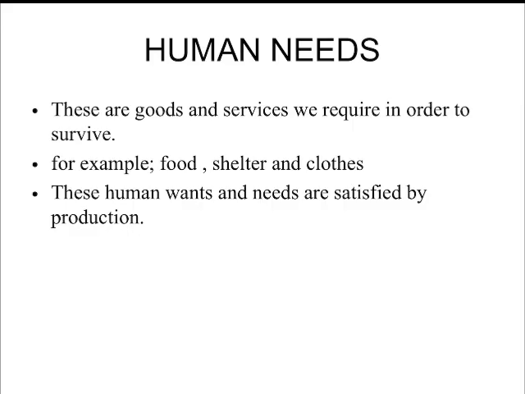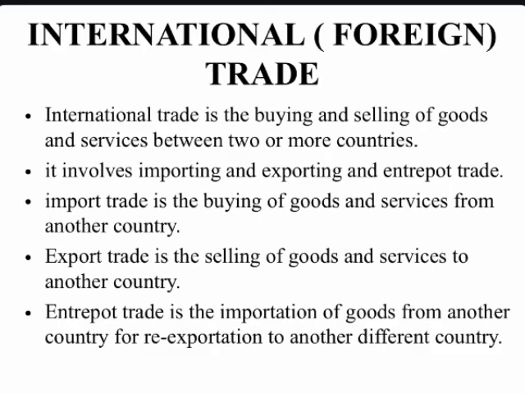These human wants and needs are satisfied by production. So we can't do without them. No one can do without food. No one can do without clothes and shelter. These are things that we need in our day-to-day lives.